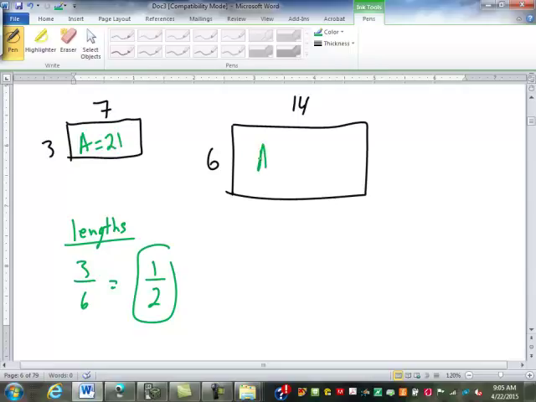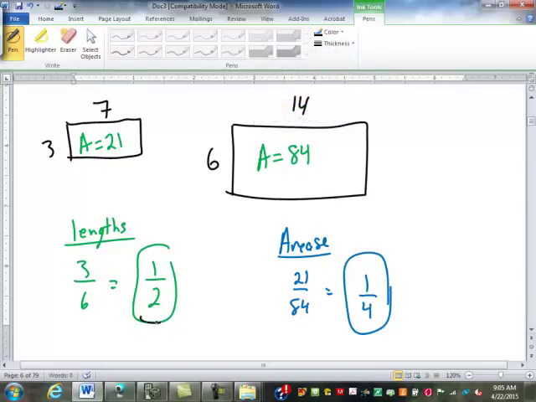What's the area of this one? 84. Is the ratio of the areas 1 to 2? Yes. No. No, because it's 84. The ratio of the areas is 21 to 84, which reduces to a 1 to 4 ratio.